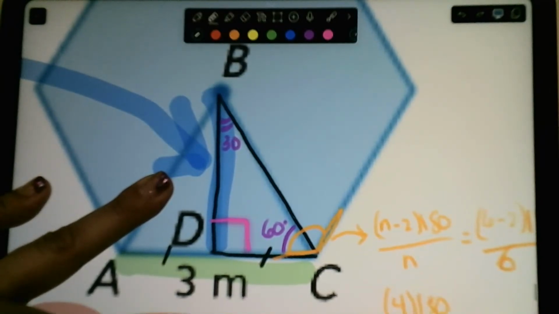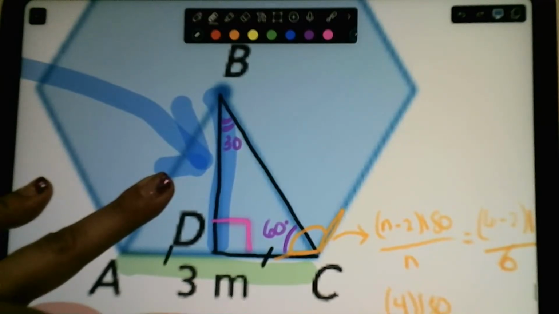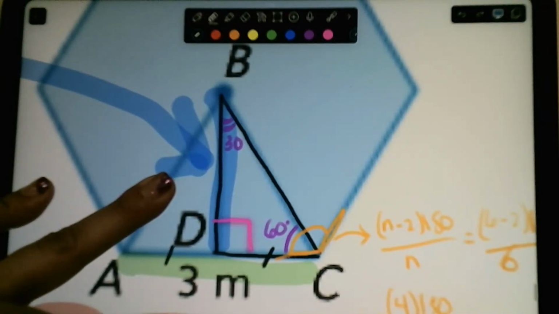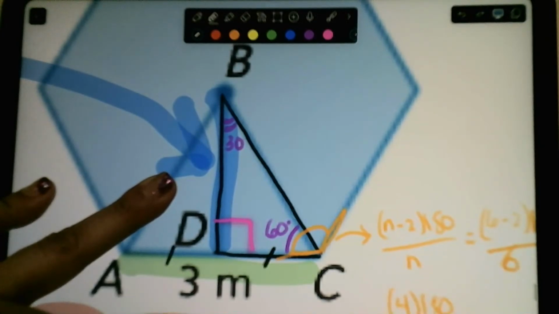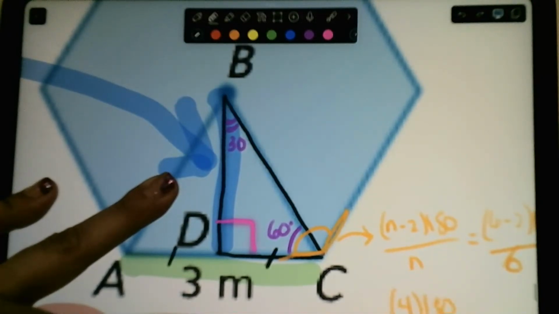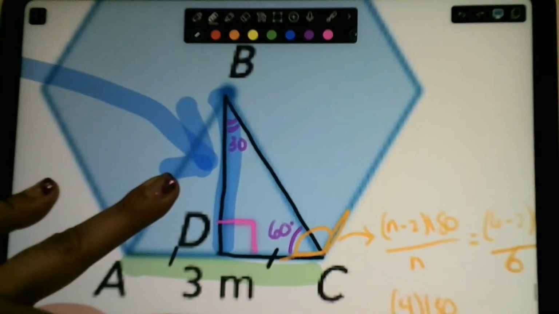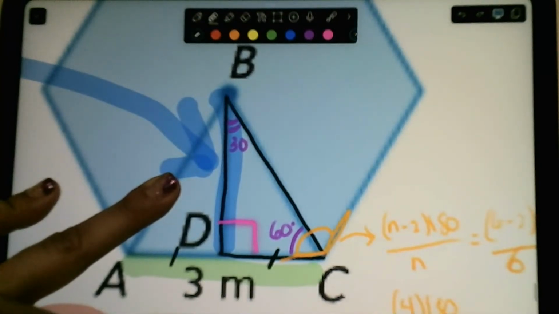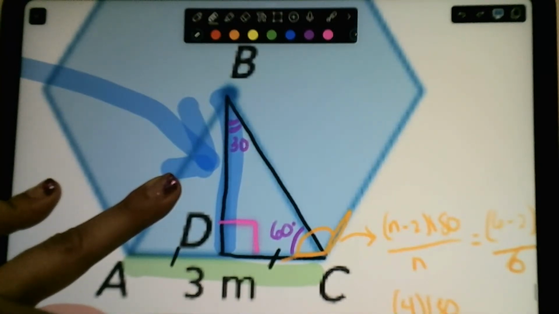Okay. I have only the side length of 3 meters, which means that little tiny triangle that I traced in black, that side length there is half of the polygon side length. So that little piece from D to C is 1.5.